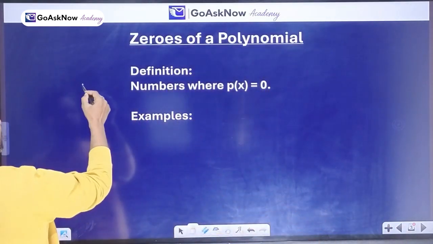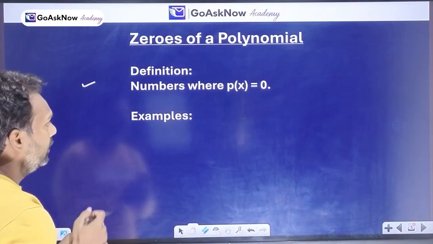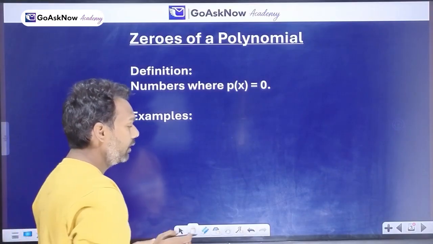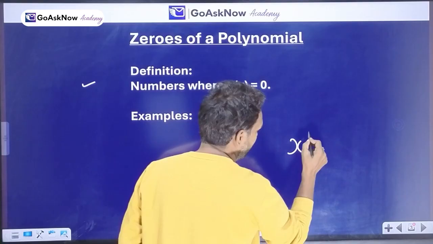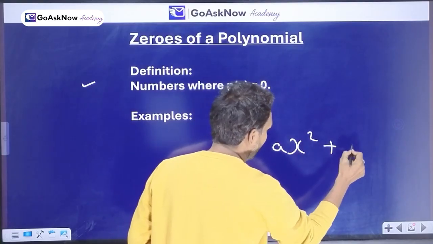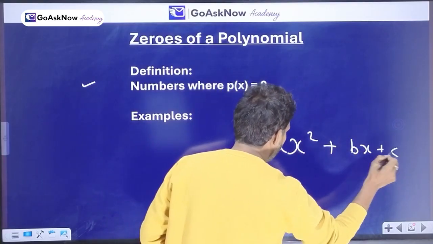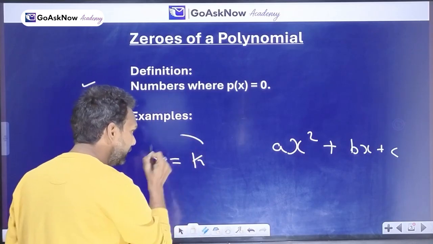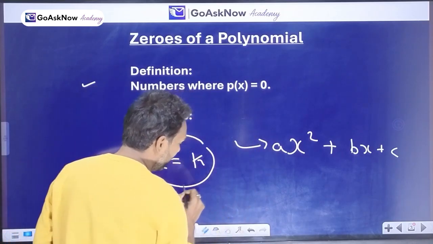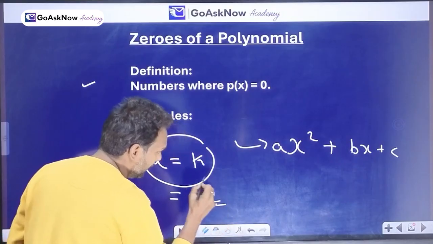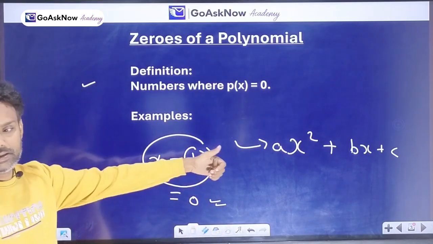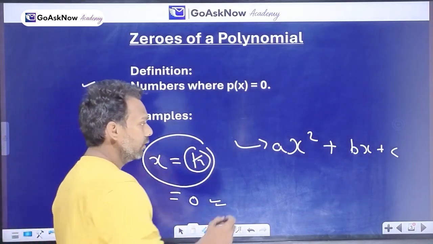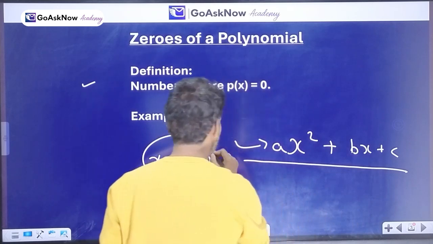Zeros of a polynomial. When there is a polynomial ax square plus bx plus c, and we put k in place of x in the whole equation and we get 0, then we say that k is a zero of the given equation. Okay, so k is a zero of the given equation.